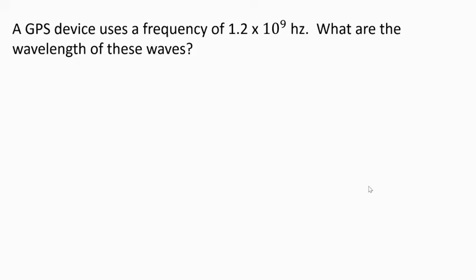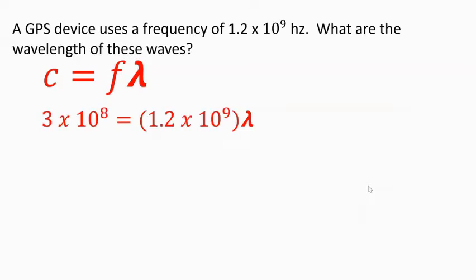So here's an example. A GPS device uses a frequency of 1.2 times 10 to the ninth hertz. What is the wavelength of these waves? Okay, so we're going to start with the equation. The c is equal to 3 times 10 to the 8th, because that's the speed of light. And the f is equal to 1.2 times 10 to the ninth. Then we need to use algebra to solve for lambda, because lambda represents the wavelength of this wave, which is what we want to find.